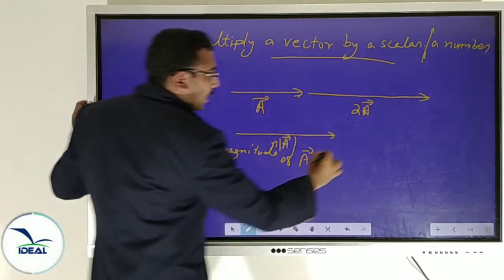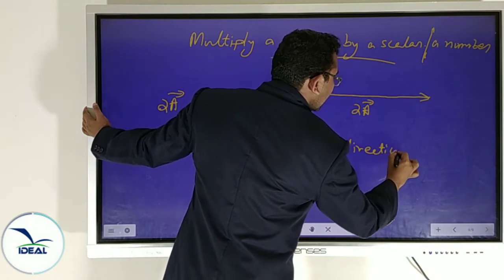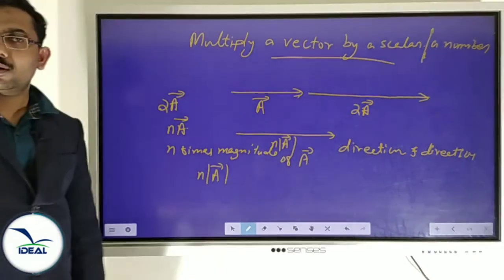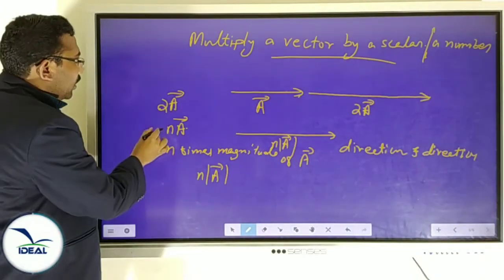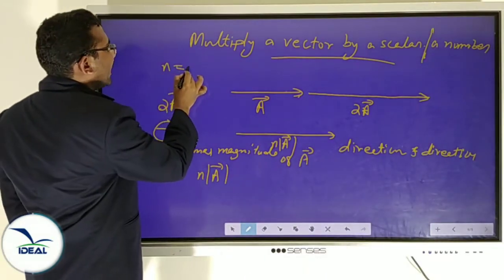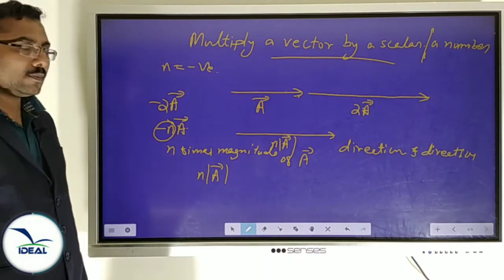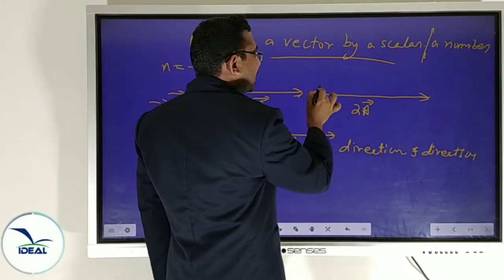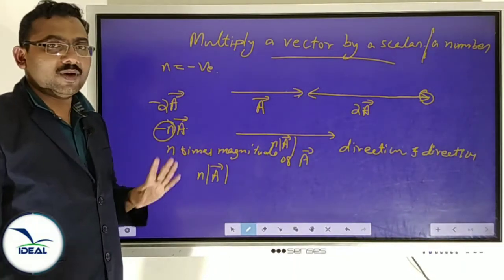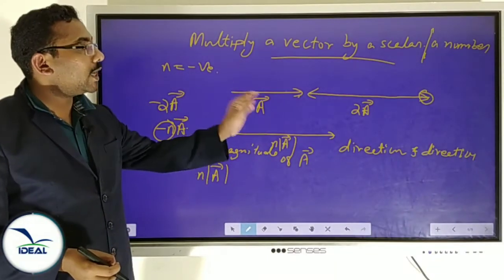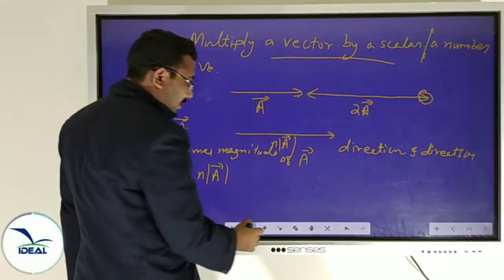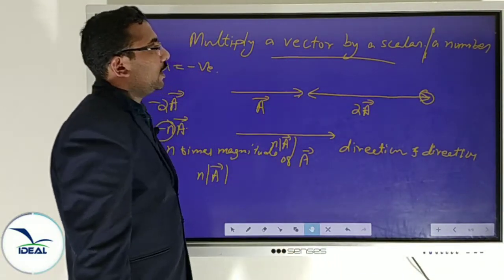Direction, same direction. One more case. If n is negative, n negative means suppose minus 2A, then magnitude is same but the direction is opposite. If n is negative, then the magnitude is the modulus of n times the magnitude of A, and the direction is opposite to the direction of vector A. That is how we multiply a vector by a scalar or number.